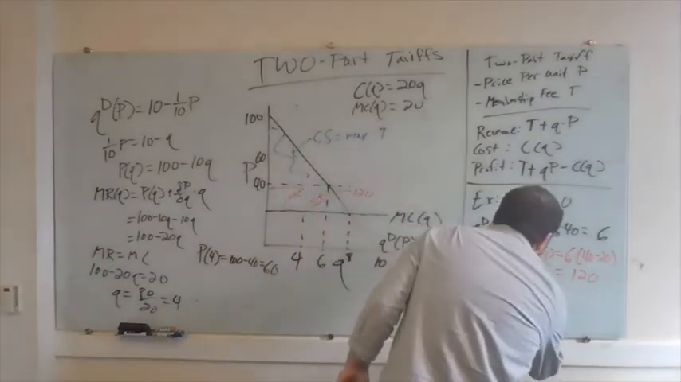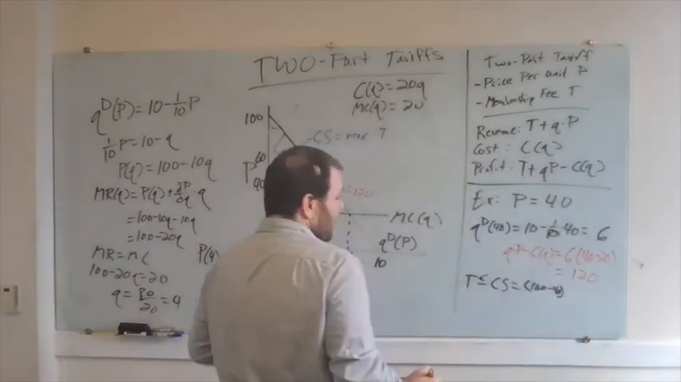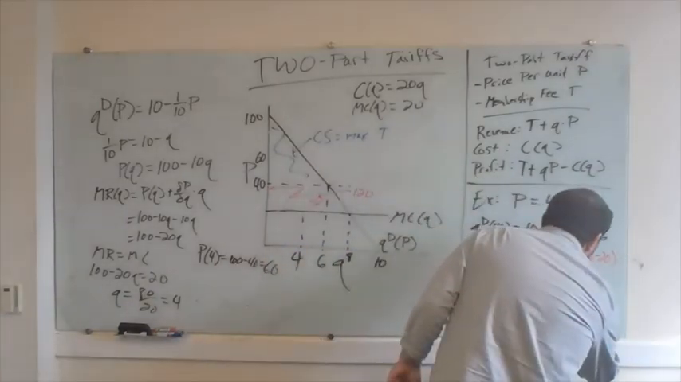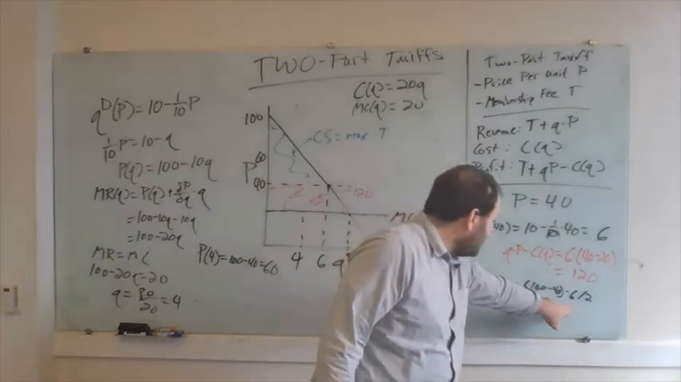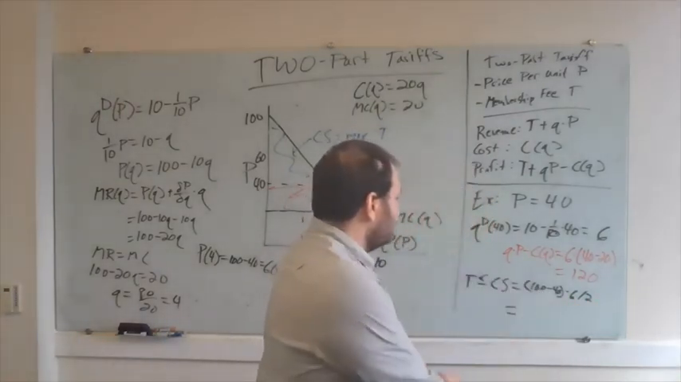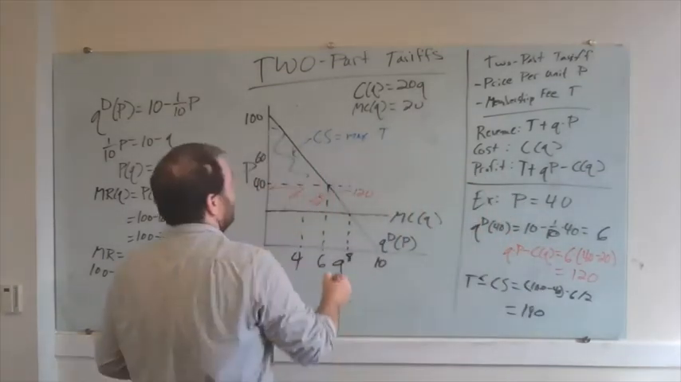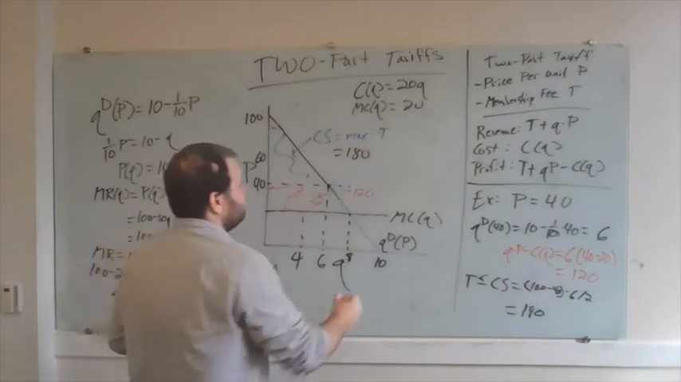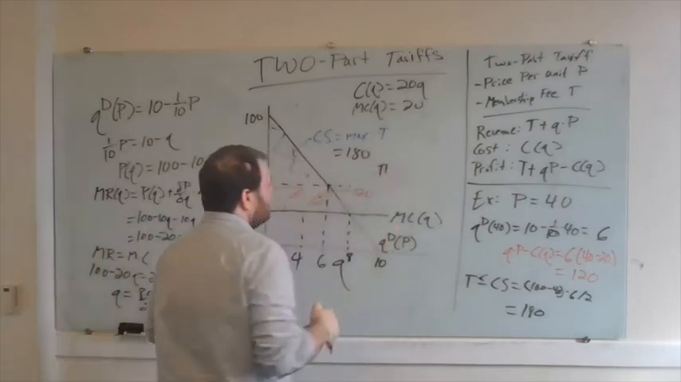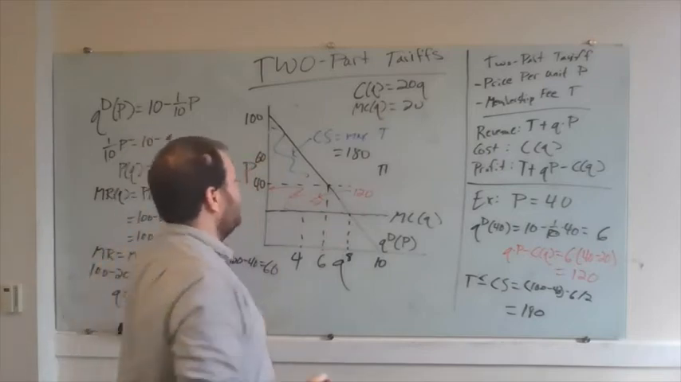It would be the rise, right, 100 minus 40, times the run, which is 6, over 2, which is going to be 60 times 3, which is going to be 180. Right, so this is going to be 180. So my total profit is going to be 180 plus 120, which is going to be 300.